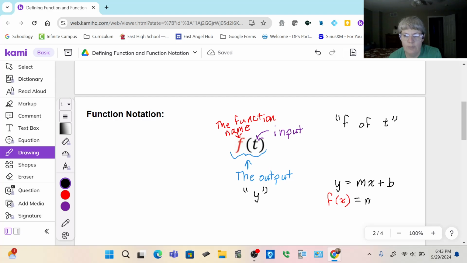So we're just putting a name on it rather than keeping it as a y. And again, the purpose for the names is so that we can distinguish one equation or one function from another, just like your name distinguishes you from many other students in the same class or the same building or the same area. And this concludes my video on defining functions and function notation.